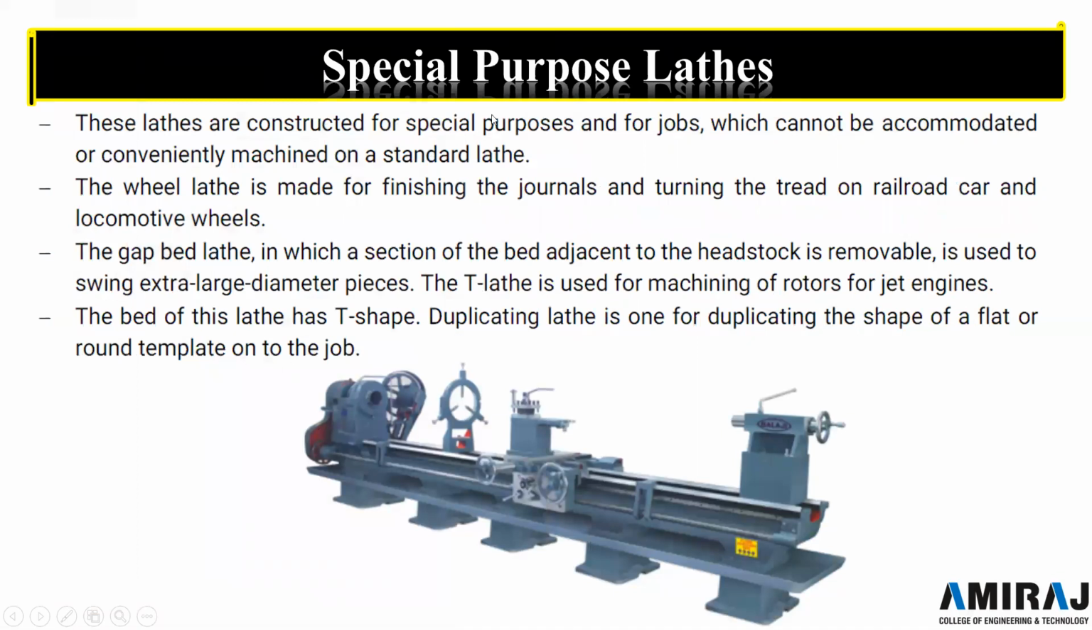Next type is the special purpose lathes. These lathes are constructed for special purpose and for jobs which cannot be accommodated or conveniently machined on standard lathe. Okay, so suppose we want to machine a large size of shaft. Okay, so for that we will require this type of special purpose lathe machine. The wheel lathe is made for finishing journals and turning the tread on railroad car and locomotive wheels. Okay, these are one example.